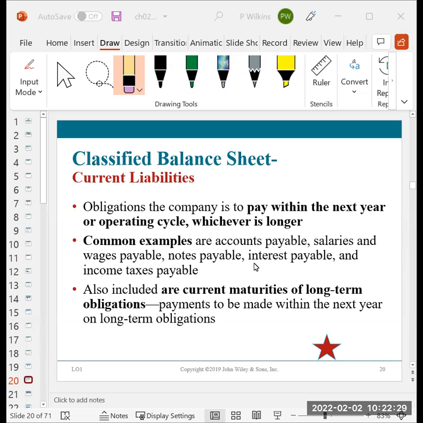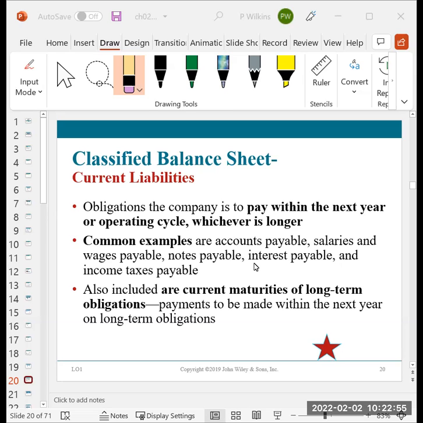Common examples might be things like accounts payable, salaries and wages payable, notes payable if the due date is within the year, or if it says notes payable current, interest payable, and income taxes payable. You can also have something called current maturities of long-term obligations. And what this is, and you're not going to have to do this at all.